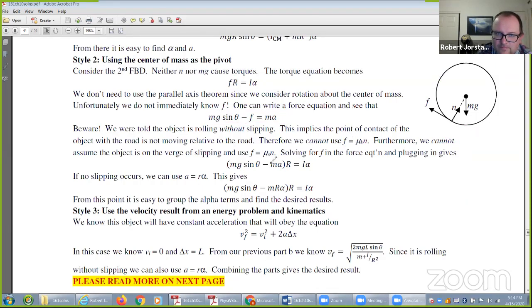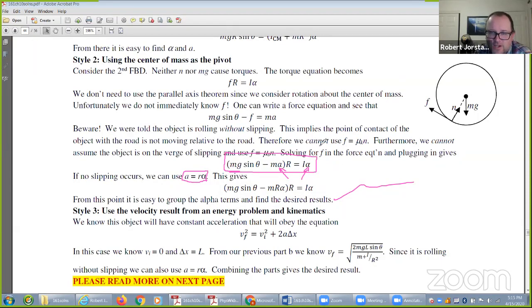And then, once you do that, you could plug in all of this, which is fine. But wait a minute, a and alpha are linked. They are connected. They are constrained together by the radius. So then you could plug in this, and then you start doing a bunch of algebra from that point. I hope you agree style 2 takes a little bit more effort. I will say that style 2 is always correct, even when it rolls with slipping. So style 2 is a good style to know if you go on in lecture.